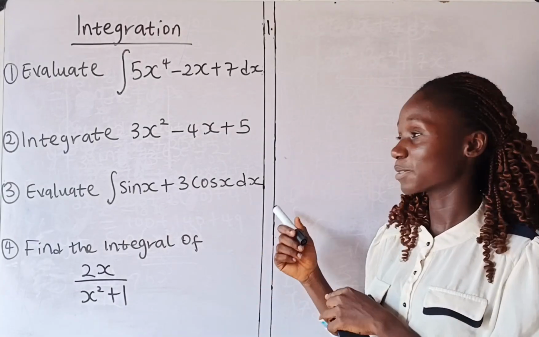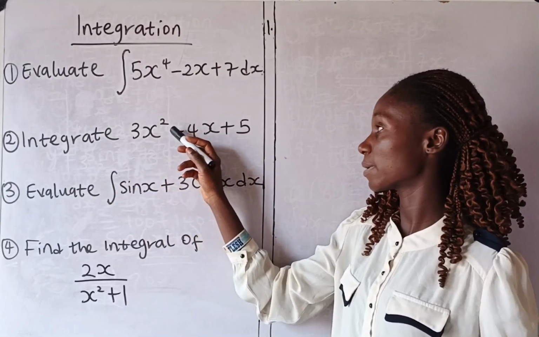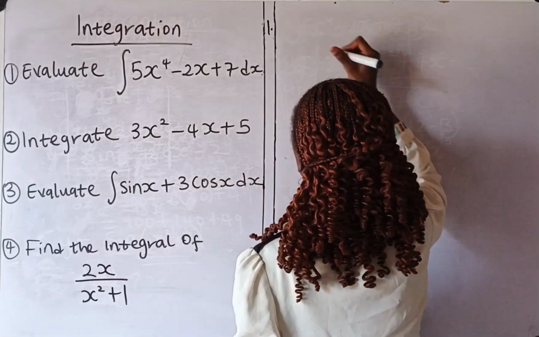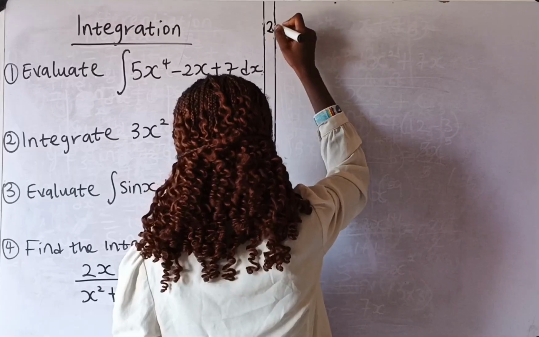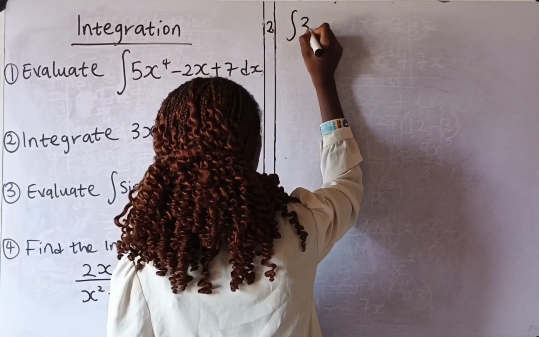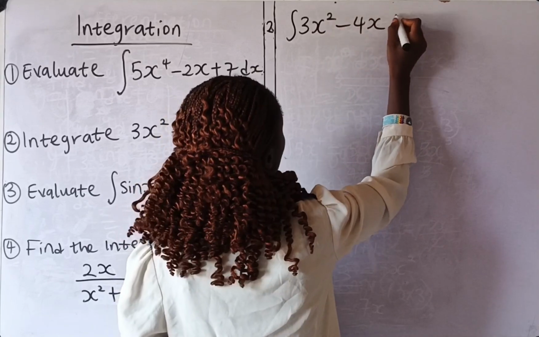Alright, now let's solve question 2. Question 2 says integrate 3x squared minus 4x plus 5. So this is what we are going to do. Question 2. Integral of 3x squared minus 4x plus 5.